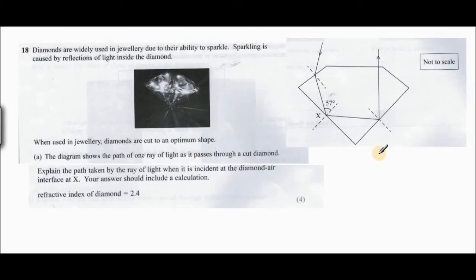The last question. Diamonds are widely used in jewelry due to their ability to sparkle. Sparkling is caused by reflection of the light inside the diamond. When used in jewelry, diamonds are cut to an optimum shape. The diagram shows the path of one ray of the light as it passes through a cut diamond.